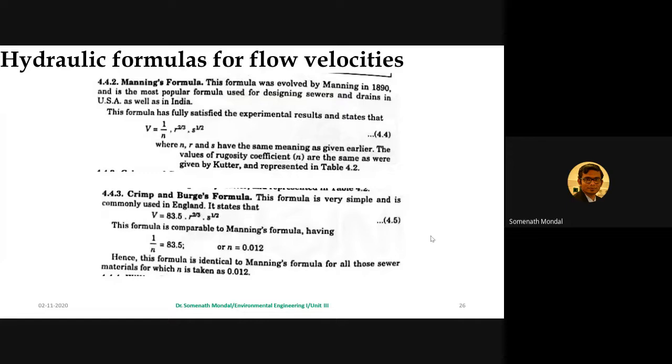Because you can do same calculation, you can take same problems, and you can obtain the value of V from both the formulas, and you can check how much difference you are getting. Now for few cases it will be fine, and Crimp and Burgess formula would also yield conservative results. However, for few types of material rather, there will be a difference in terms of the outcome, because in this case, regardless of what type of material or what type of channel surface it is, you are basically taking the value of n as 0.012. Fine.